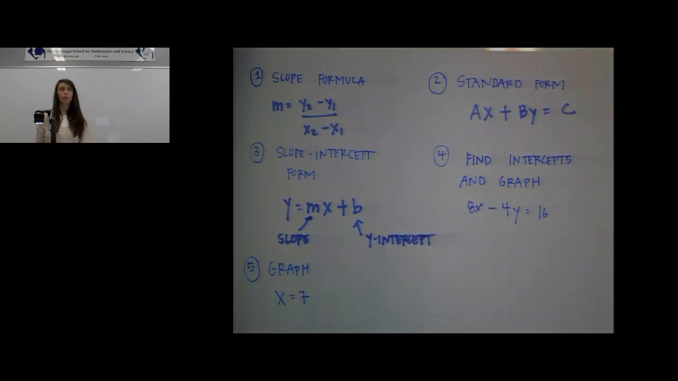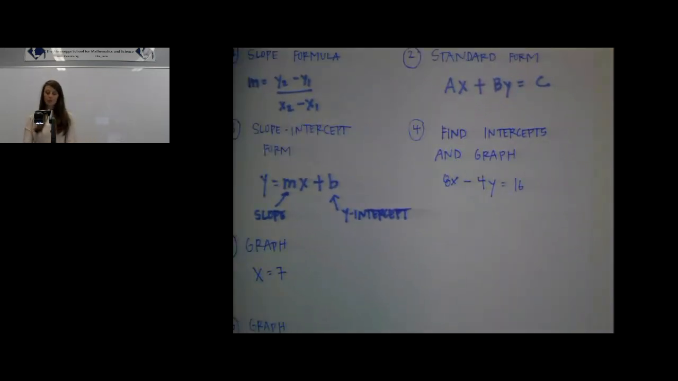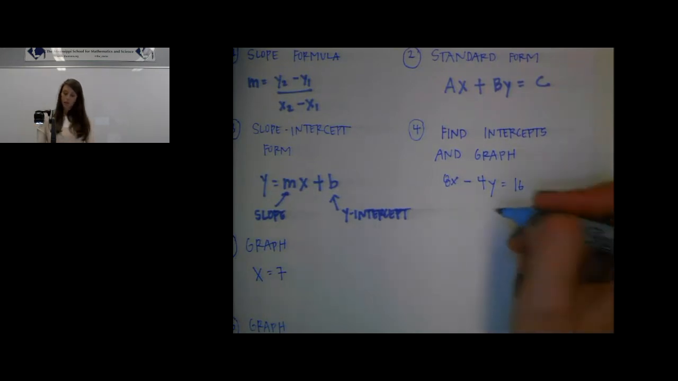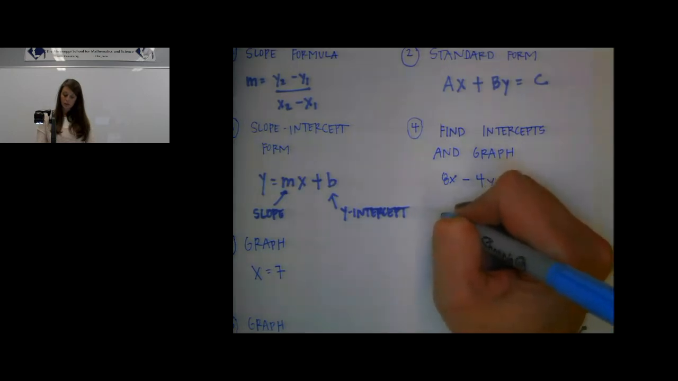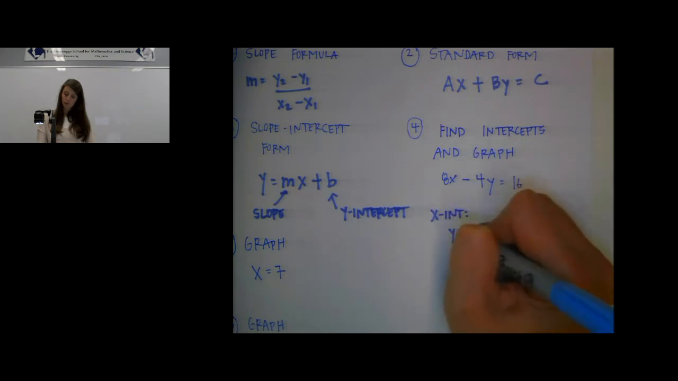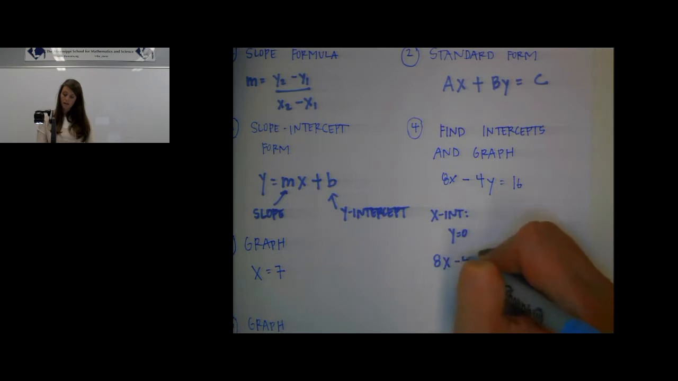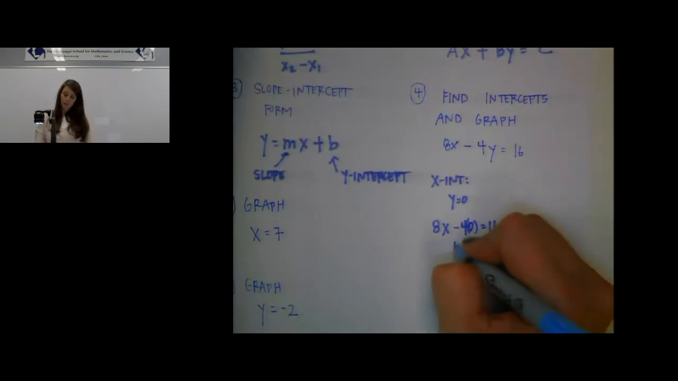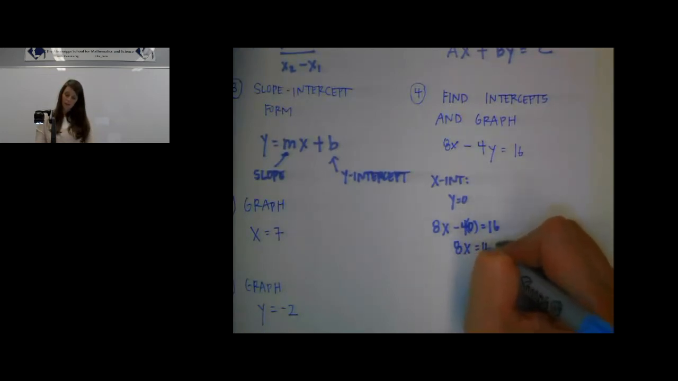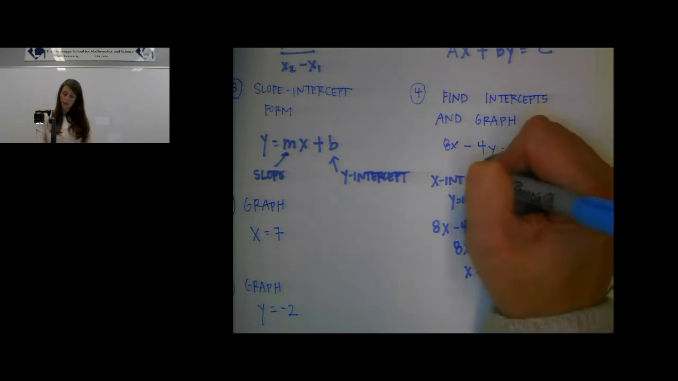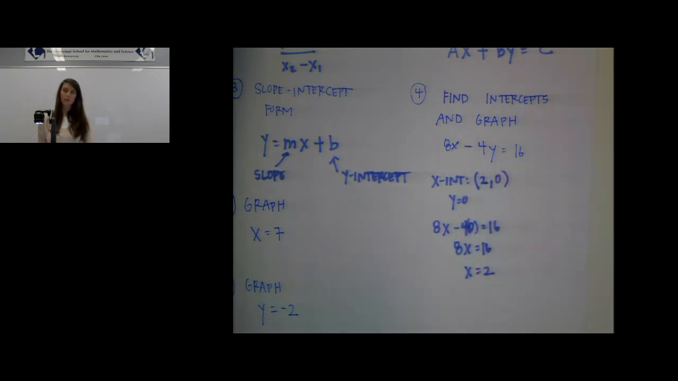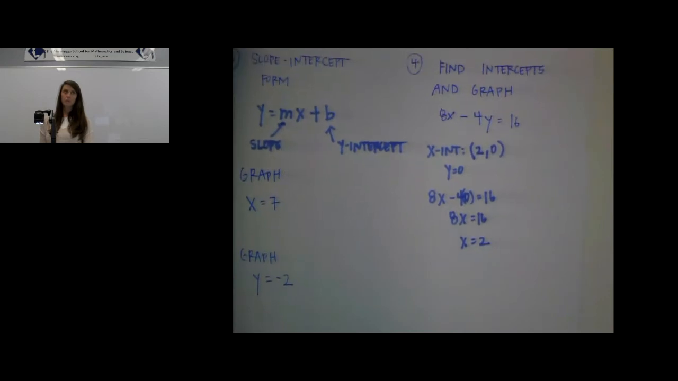Okay, good. All right, so number 4 says find the intercepts and graph. To find the intercepts, for the x-intercept, you are going to plug in a 0 for your y. So when you do that, you will have 8x minus 4 times 0 is equal to 16. So you're really going to have 8x is equal to 16, so x is going to be equal to 2. So your x-intercept is at (2, 0).